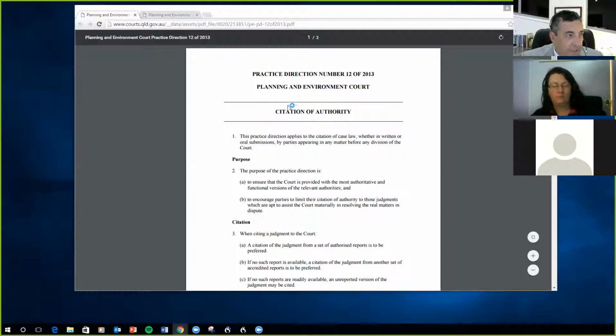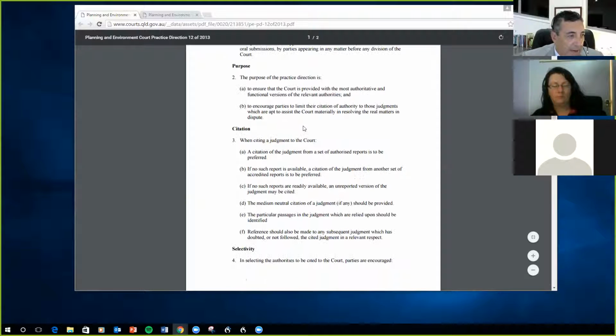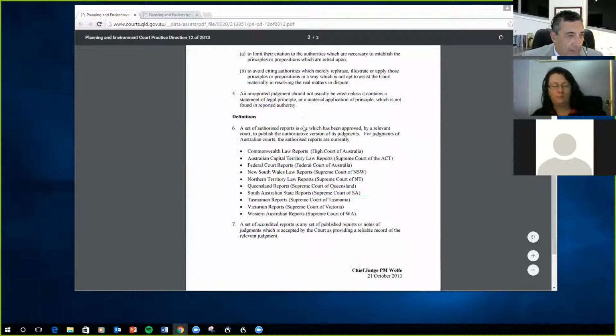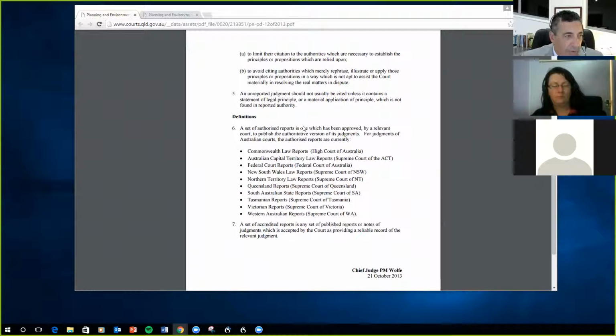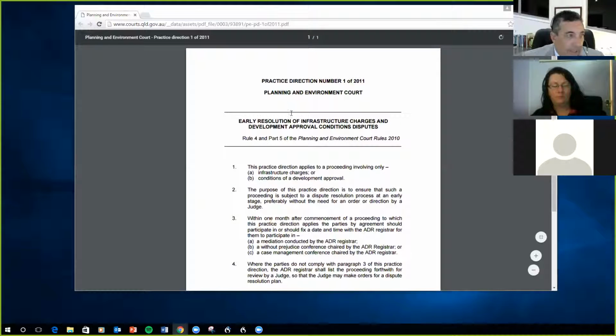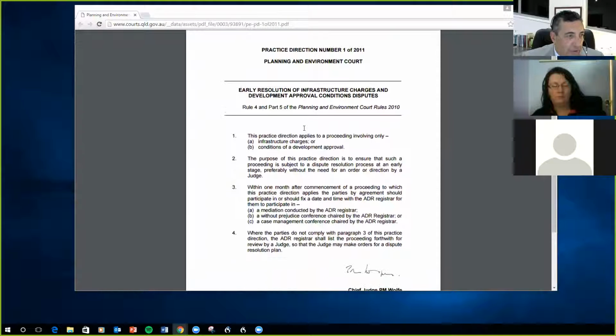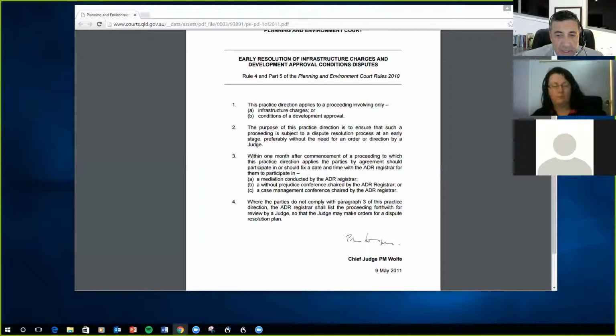The second one, and this is again in the notes, is citation of authority. And you don't need to worry too much about this one, but it just provides that if you're referring to a case, what you should do is use the authorised version rather than the unauthorised version. And finally, early resolution of infrastructure charges and development approval conditions through the Planning and Environment Court rules is important as well. So there are a number of different rules that apply in different circumstances.